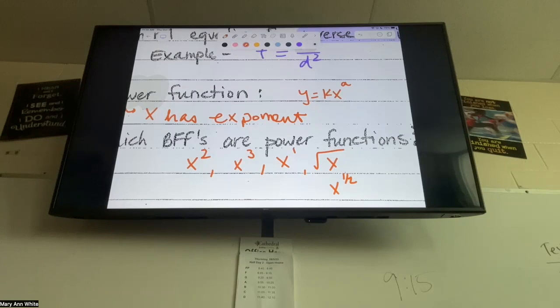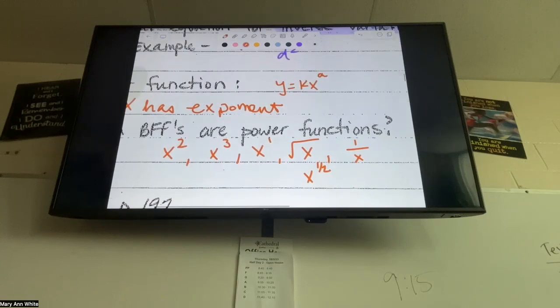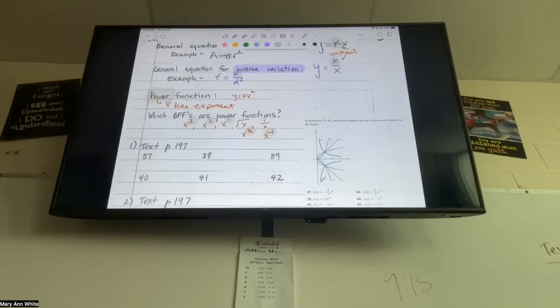Then there's one more kind of hidden one. It's my reciprocal function, because that's going to be x to the what power? -1. Get that negative sign up there. Good, so these are all examples of functions that have an exponent on our x. Cool, so we're gonna deal with power functions.